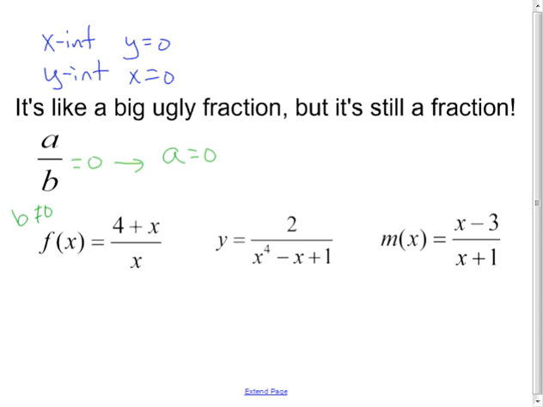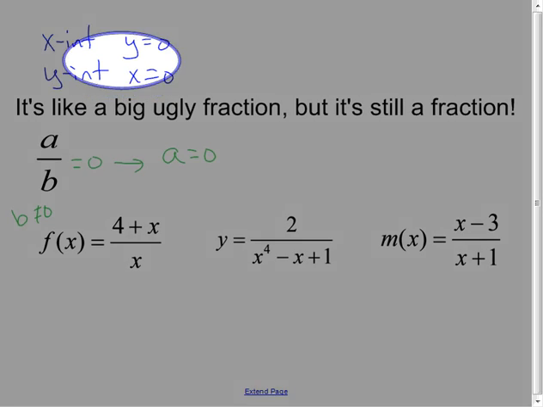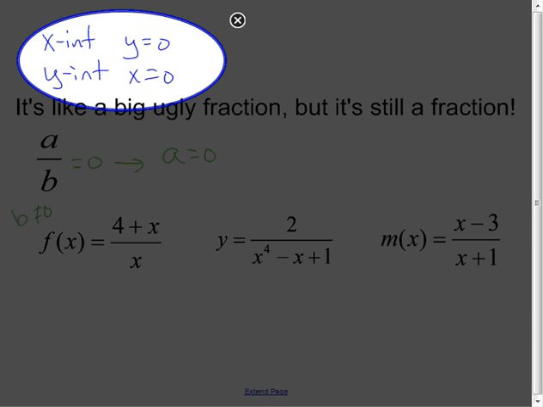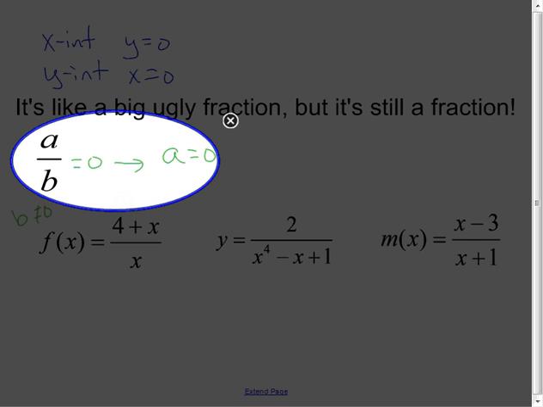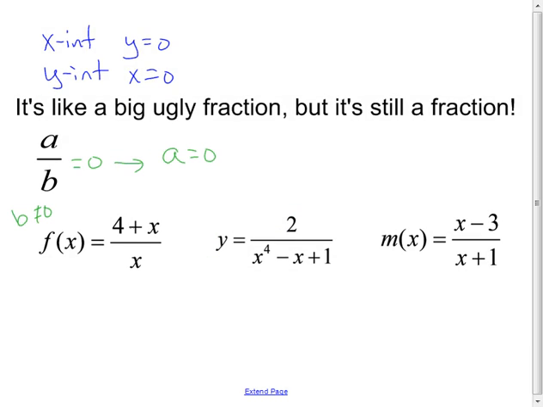Okay, so let's take a look at these fractions and see where we can apply this idea of the x-intercept means make y equal to 0, and the y-intercept means x equals 0. And if we've got something that's equal to 0 here that's a fraction, it means that the numerator has to be 0. Let's try and put all that together here.